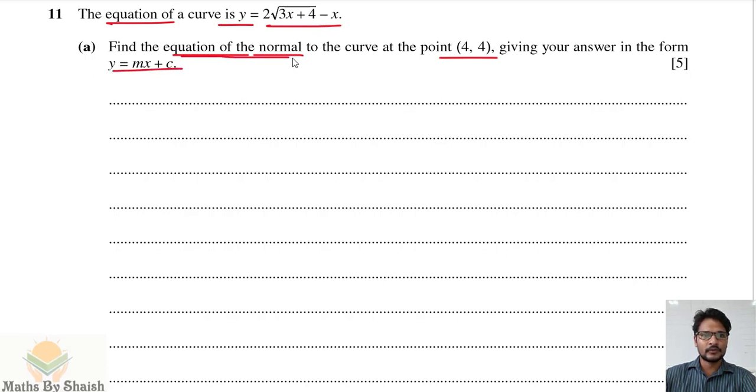So for the equation of the normal, we should have the equation of the tangent and the gradient of the normal. And the gradient of the normal, we get from the gradient of the tangent. So first of all, we'll calculate dy over dx at (4, 4). And before that, we will find dy over dx.